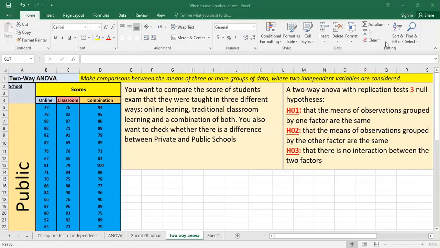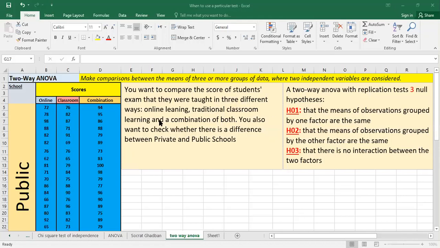Hello, in this video I'll show you when and how to make a two-way ANOVA test. In fact, it's a test that allows us to make comparisons between the means of three or more groups of data, where two independent variables are considered. It compares the effect of multiple groups of two independent variables on a dependent variable and on each other.